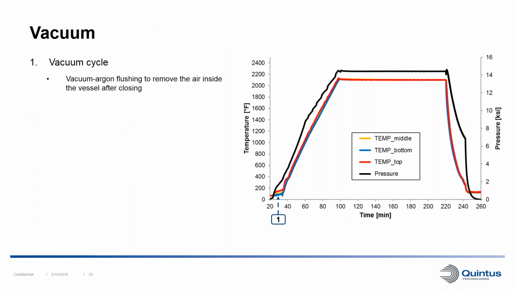So a HIP cycle always starts with a vacuum and argon flushing cycle. This is to remove the air in the vessel after opening and closing. This is because we want to protect the furnace and the parts in the process from the oxygen and the nitrogen in the air or any other kind of reactive gas, so we don't get oxides or nitrides on the part or on the furnace.